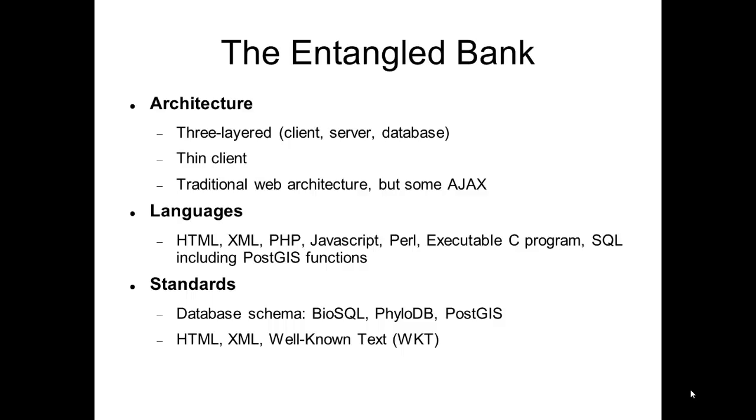The languages required to write the entangled bank were HTML, XML, PHP, JavaScript, a little bit of Perl, and calling an executable C program, SQL, including Postgres functions. So there's about 7 languages involved in building that web application. And the standards involved, well, not a huge amount, but the database schema standards, BioSQL, PhyloDB, and PostGIS standards. And then when it comes to the web stuff, HTML, XML, we know about, but also a format used internally called well-known text format, which is a W3C standard for representing geographical data.